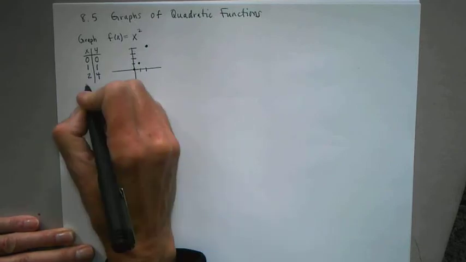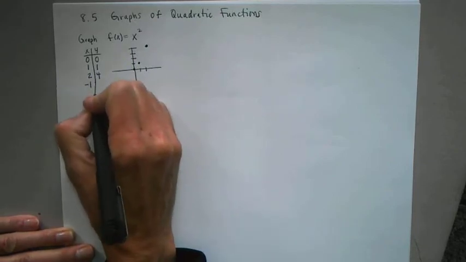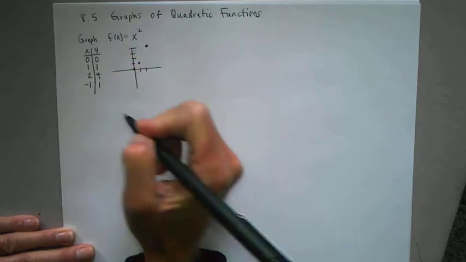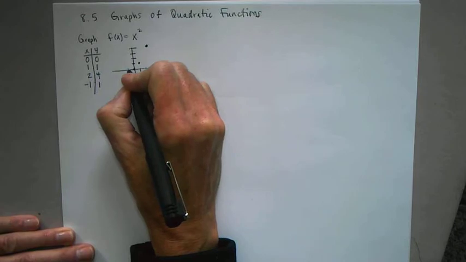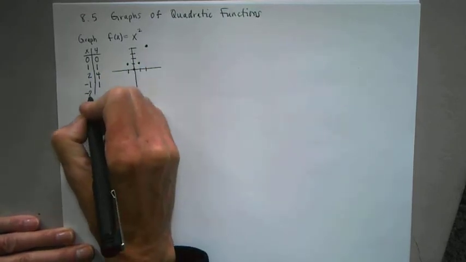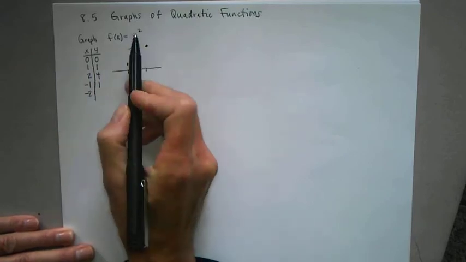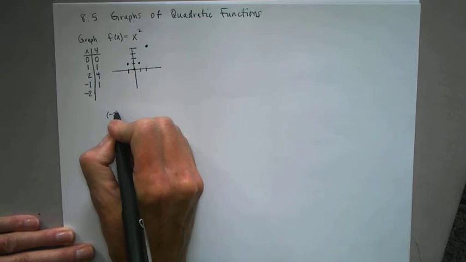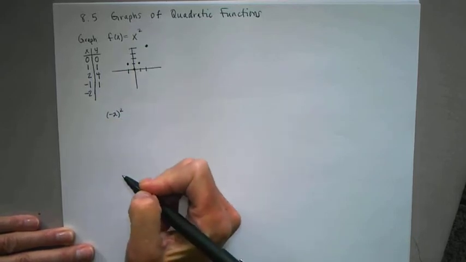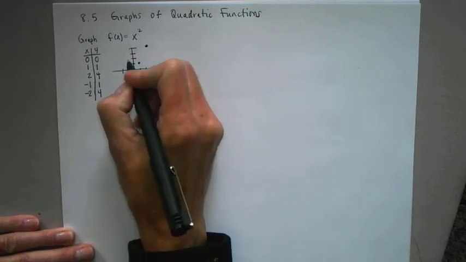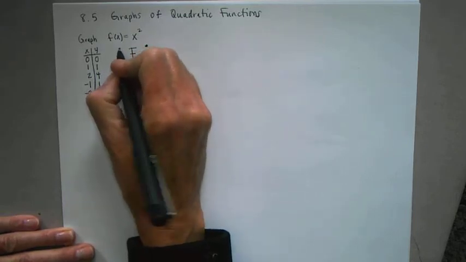Alright, now let's try the other side. Let's put in negative 1. If I put in negative 1 for x, I have negative 1 times negative 1, which is, again, positive 1. So if I go left 1, I still go up 1. And plugging in negative 2, that would look like this, negative 2 squared. So negative 2 squared we know is 4. So if I go back 2, I still go up 4.